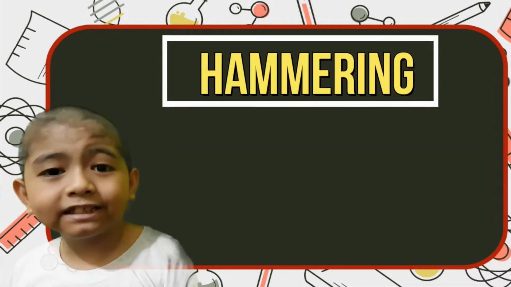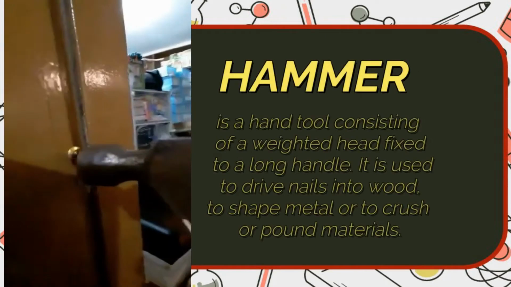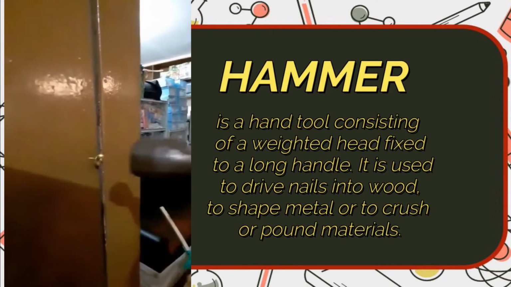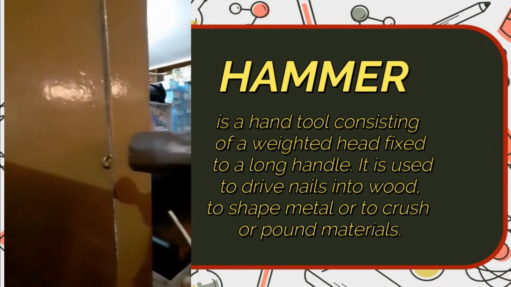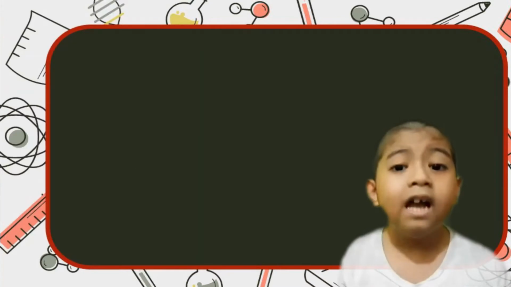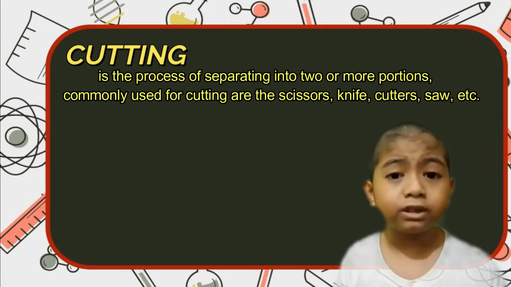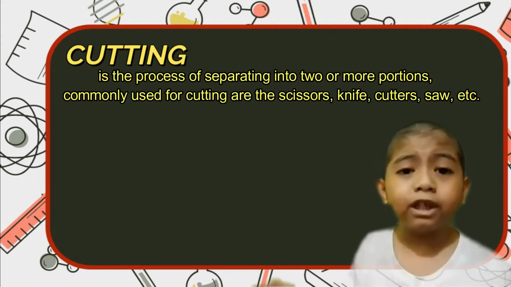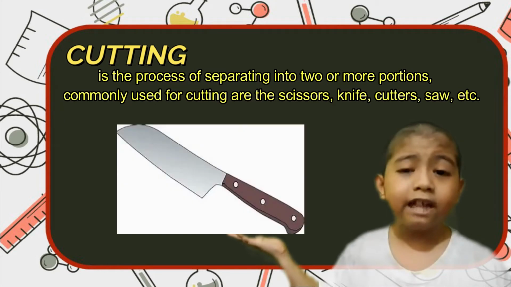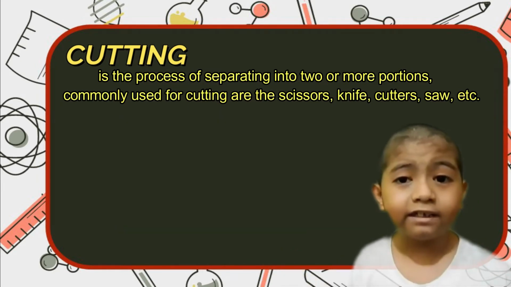Hammering is one of the processes of changing solid materials. A hammer is a hand tool consisting of a weighted head fixed to a long handle. It is used to drive nails into wood, to shape metal, or to crush or pound materials. Cutting is the process of separating into two or more portions. Commonly used for cutting are the scissors, knife, cutter, saw, etc.